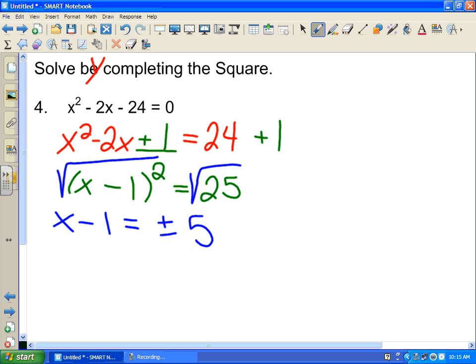What do I do with x? Add 1, put it in front. Plus or minus 5. You gotta work this out. It's 1 plus 5 and 1 minus 5. So 1 plus 5 is 6. And then 1 minus 5 is negative 4. Okay, so don't just get one answer for the plus or minus. There are 2 totally different answers.